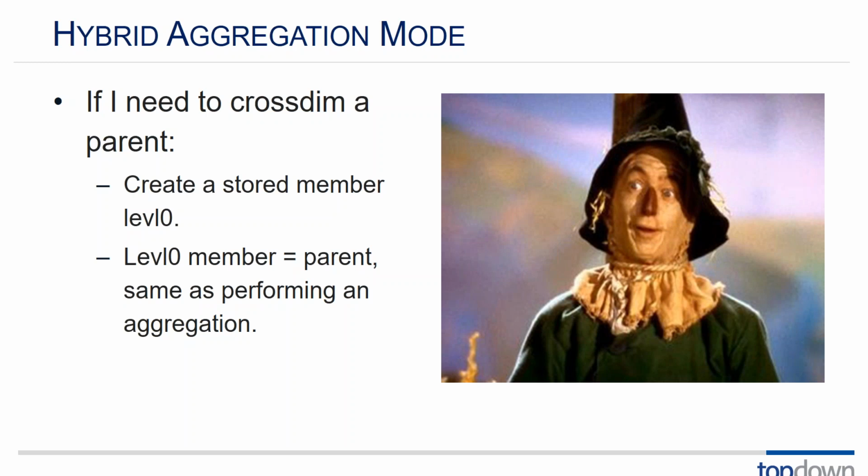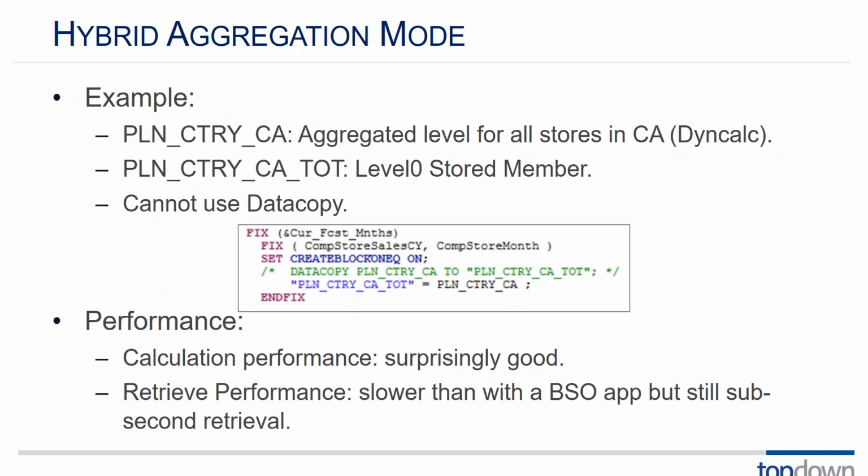Next slide, please. So I have an example here. I have a PLN country Canada, okay? That's a dynamic calc, the parent of all the stores that are in Canada. Now I created a member which is PLN CTRY Canada total, which is a level 0 stored member.